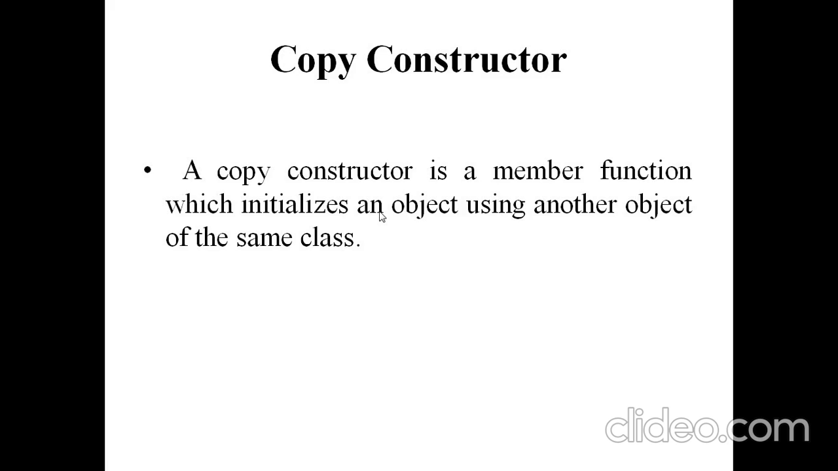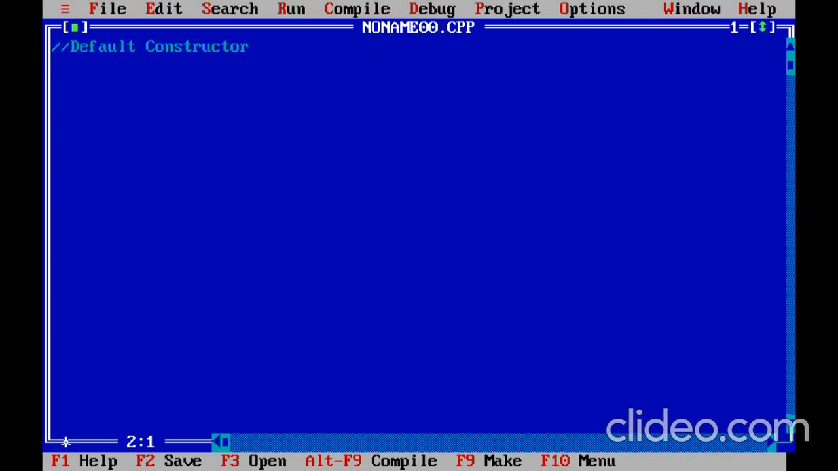Now I will explain each and every type of constructor with a program, how it will be working. Now it's an example of a default constructor. The class name is constructor 1, the first type, the default constructor. It's a user requirement.